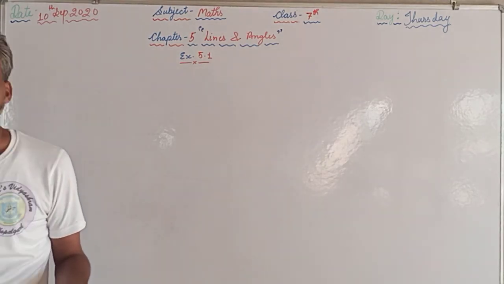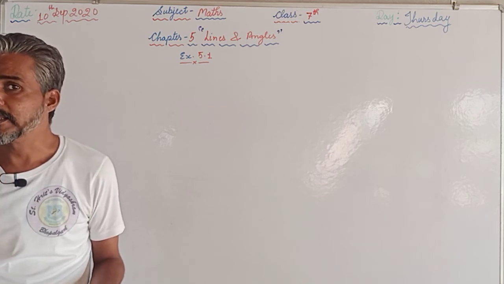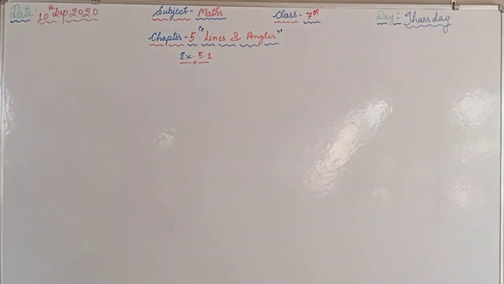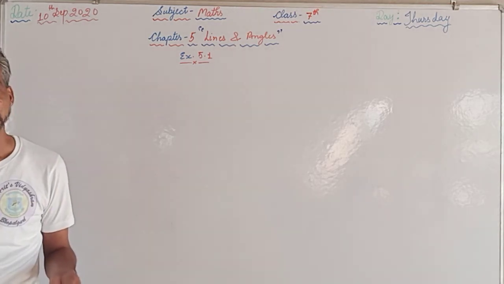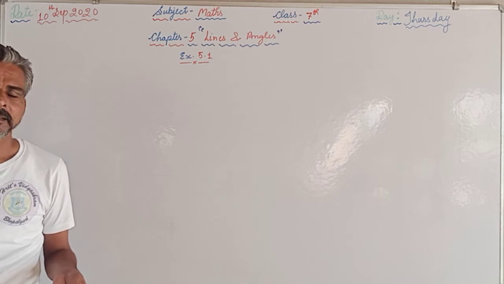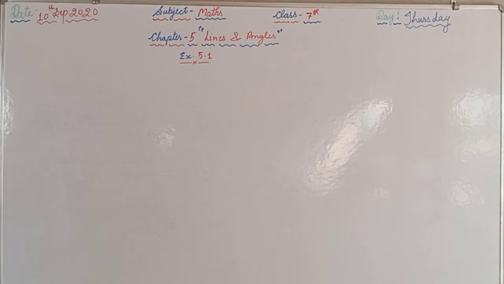If the sum is other than 180 or 90, then the angles are neither supplementary nor complementary. They will be complementary or supplementary in one case only. If 180 is there, then the angles are supplementary. If 90 is there, the angles are complementary. So that you are supposed to do by yourself.